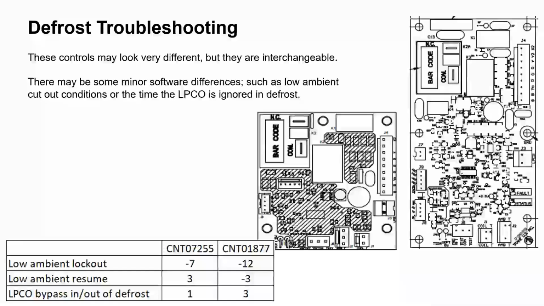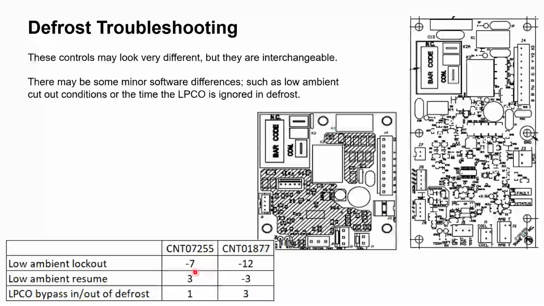All right, so let's talk about some defrost troubleshooting. These controls look a little different, but they are interchangeable. We still have our K2 relay, the big blocky relay. We still have our 24 volts here and here, low pressure switch here and here. We've got our coil temp sensor here and our outdoor temp sensor here. So realistically, they're the same. And on this side, you've got this smaller coil temp sensor here and the larger ambient temp sensor here.